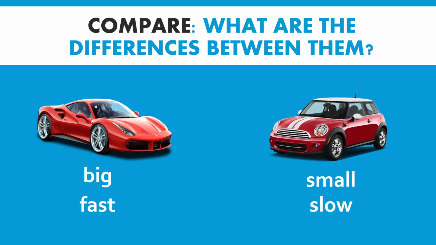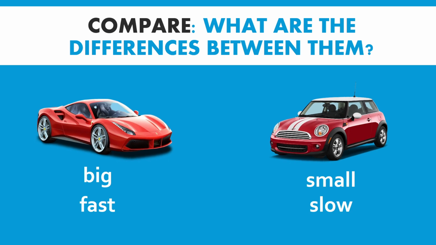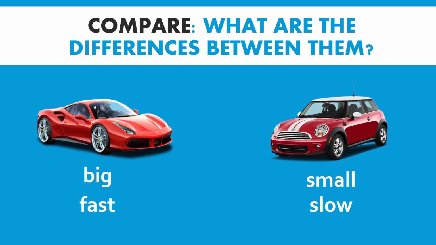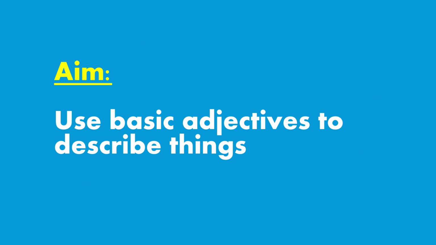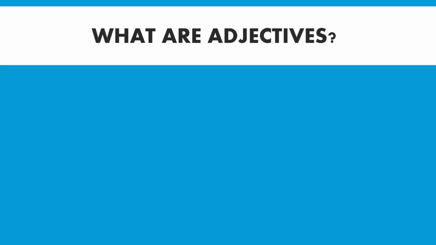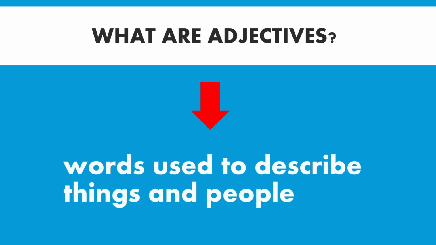And what are these words called? They are adjectives. That is why the objective of the lesson for today is to use basic adjectives to describe things. What are adjectives? Adjectives are words used to describe things and people.